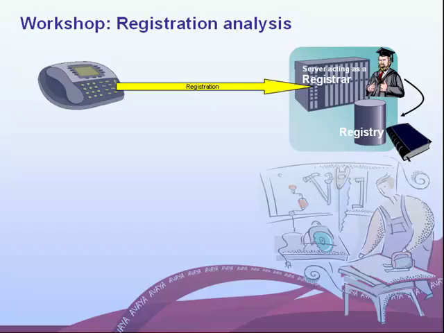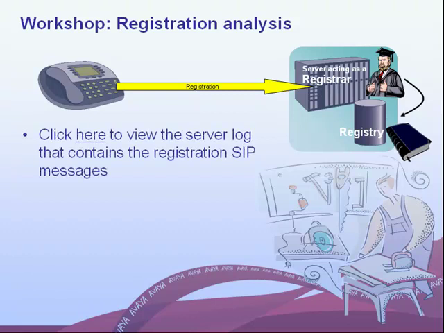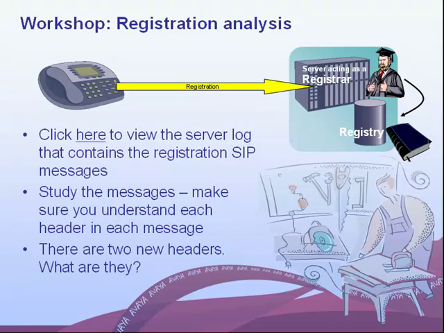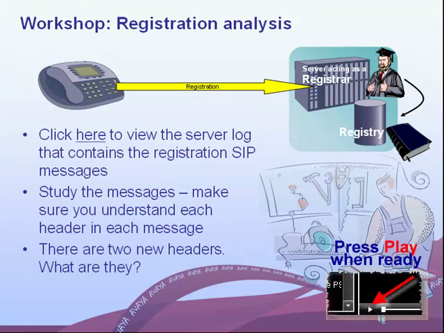So how about you do a bit of practical now? Click here and download the server log so that you can see for yourself the actual SIP messages exchanged in this interaction just now. When you have them, check through the messages and the headers just to familiarise yourself with the registration process and to revisit the purpose of each header you find there. In fact, you'll probably soon notice that there are 2 new headers. Look out for them and identify them.